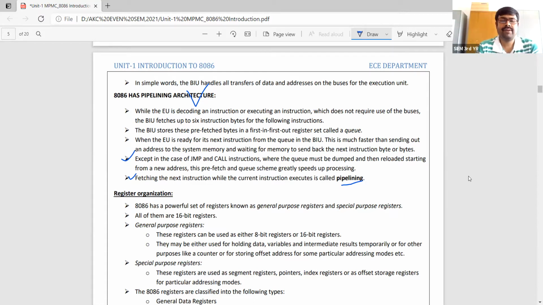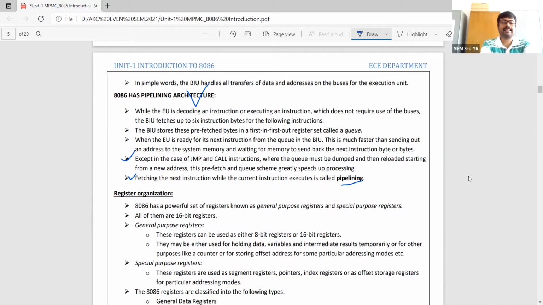So for this reason, fetching the next instruction should be processed in such a way that while some instruction is going on, we are fetching the data for the next instruction, because we are preparing ourselves to execute the next instruction at the same time. This is called pipelining. This is the beauty of the pipelining architecture. So 8086 has its own structural advantage that can follow the pipelining architecture.